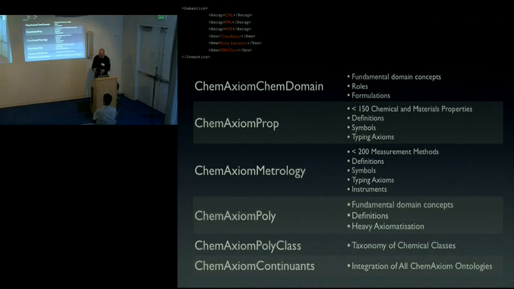There are other ontologies in the chemical domain which do different things. So there are ontologies of chemical reactions, there are ontologies of chemical compounds and their biological functions, and so on. And ChemAxiom interoperates quite nicely with all of these ontologies. So between them, they actually cover a wide area of chemistry.